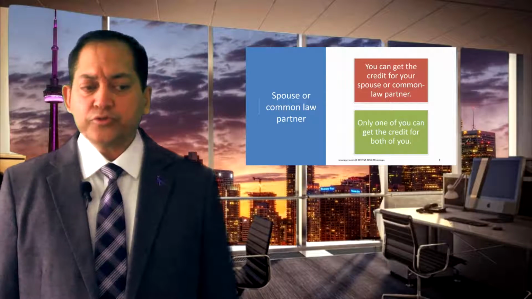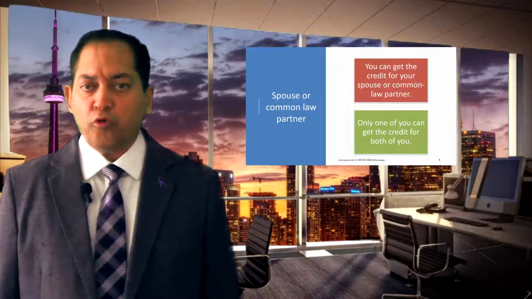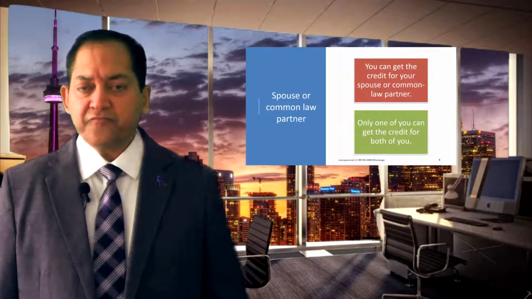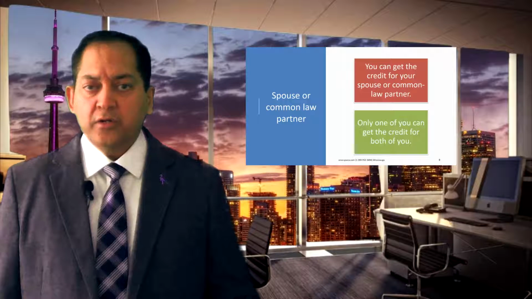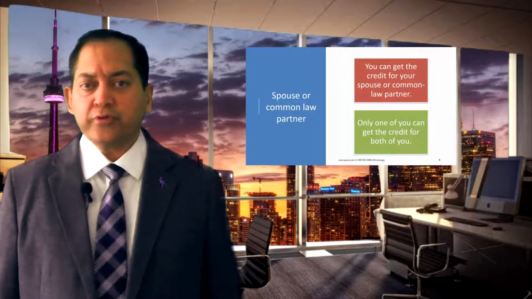Now, in case of spouse or common law partner, you can get the credit for your spouse or common law partner, but this credit will be given only to either you or your spouse. I mean, you have to decide whether you are going to get the whole benefit for both of you or your spouse is going to get that benefit.